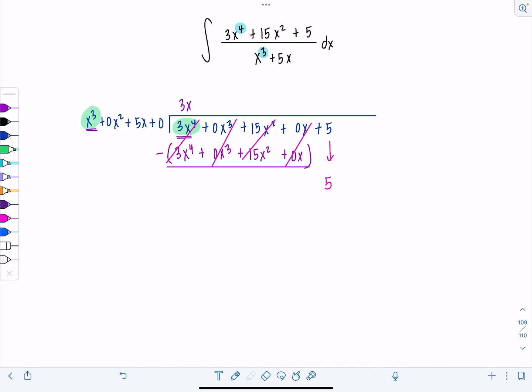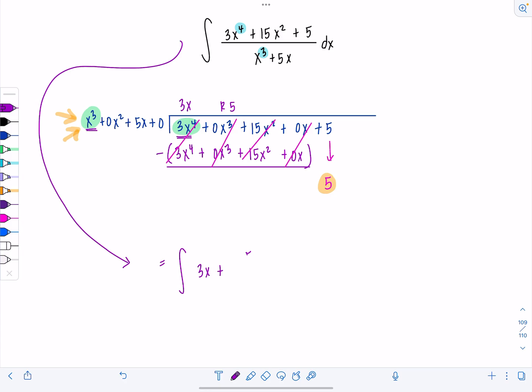How do I know it's a remainder? Because the degree of 5 is 0, right? There's no variables, and that's less than the degree of the divisor. So now I know that's my remainder. So how would you put it all together? You would say that this integral now is equivalent to 3x plus 5 over the divisor, which was x cubed plus 5x, and then dx for all of this.